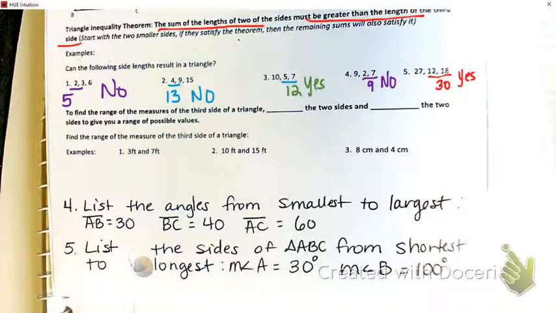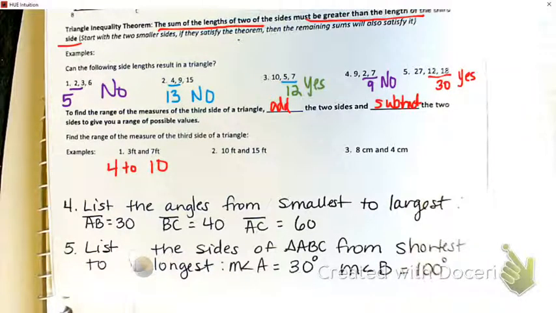To find the range of the measures of the third sides, you add the two sides and subtract the two sides. That will give you a range of possible values. So let me explain. Okay? So number 1 says 3 and 7. So you're going to add 3 and 7 and you get 10. You're also going to subtract 3 and 7. Do the bigger number first. So 4. So anything that you pick between 4 and 10 would make that triangle possible.